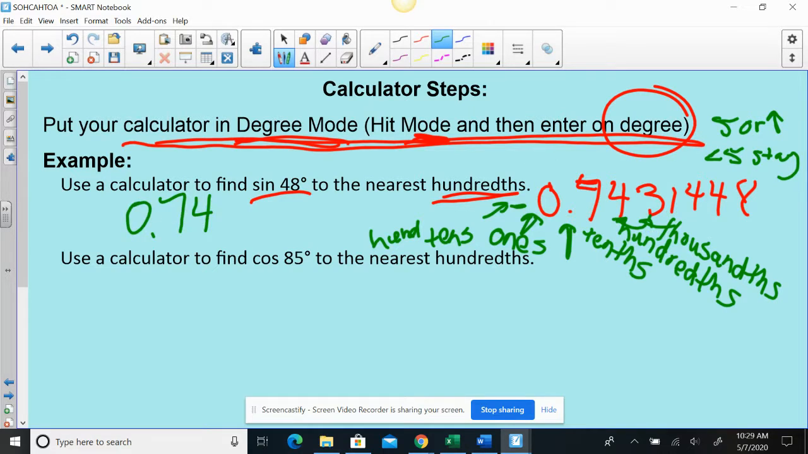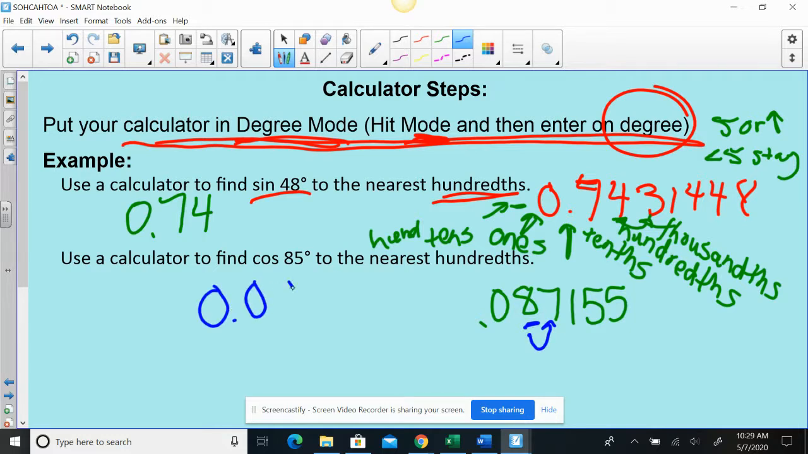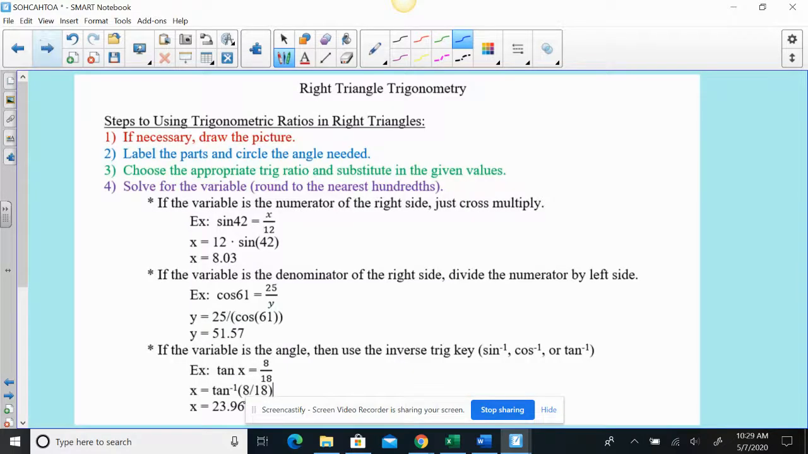All right, find cosine of 85. So I'm just going to type that in. My calculator says 0.087155. Again, I want to look at the hundredths. Behind that hundredths place is a number higher than 5. So I'm going to write my answer as 0.09. Okay, I hope that makes sense.